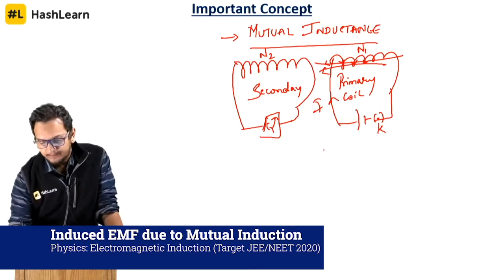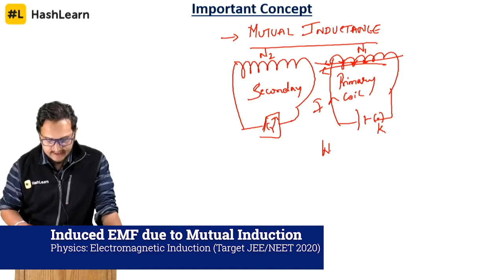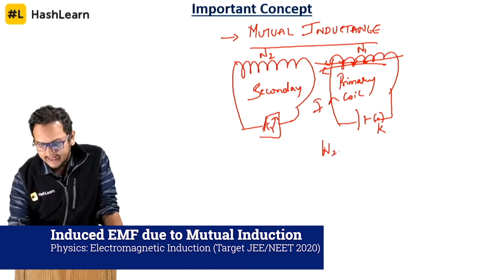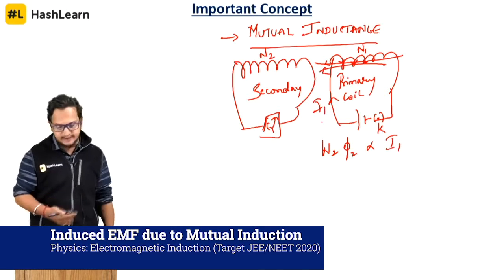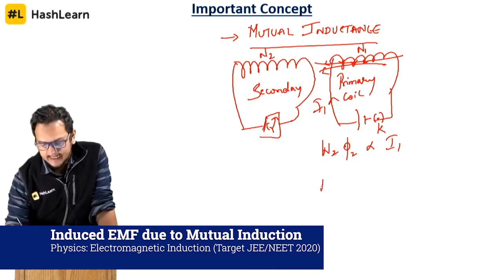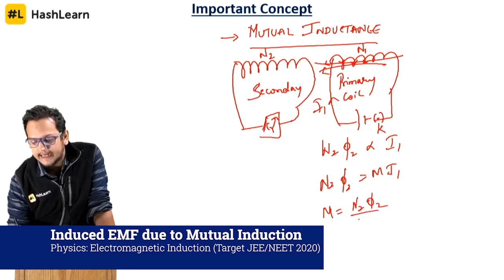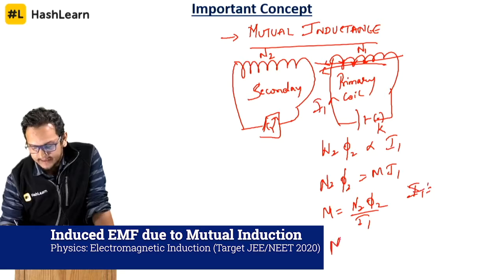If we talk about the number of turns, we have N1 and N2. Let us take the general condition where N2 phi 2 is proportional to I1, where I1 is the current in the primary coil. So this can be written as N2 phi 2 is equal to M times I1, or M is equal to N2 phi 2 by I1.